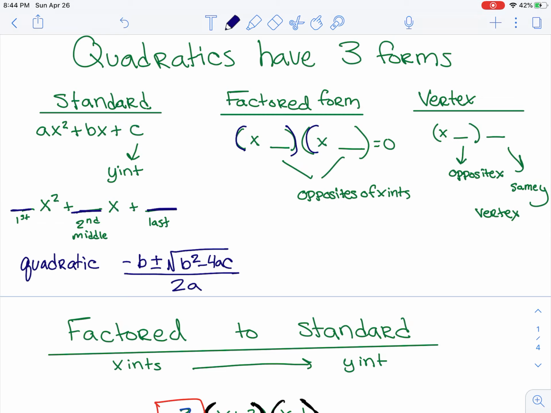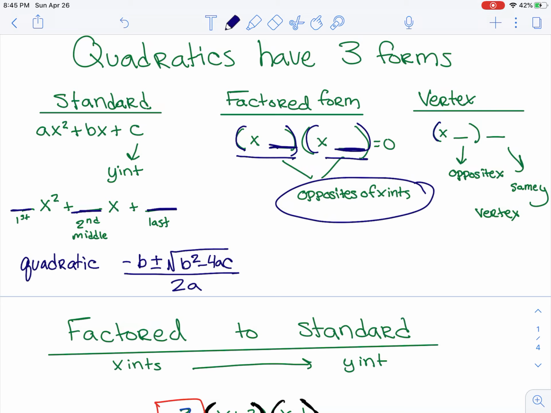Factored form usually has 2 parentheses, and we usually take the opposite of right here. Today we're really focusing on factored form and solving for it. So what we're going to end up doing is taking each of those parentheses, setting them equal to 0, and figuring out what the actual x-intercepts are.